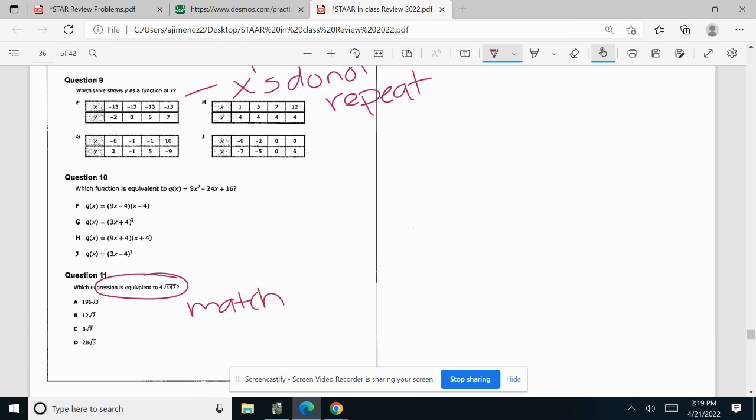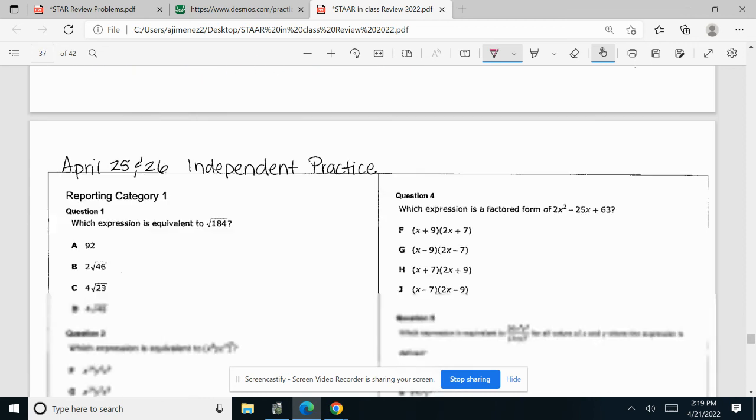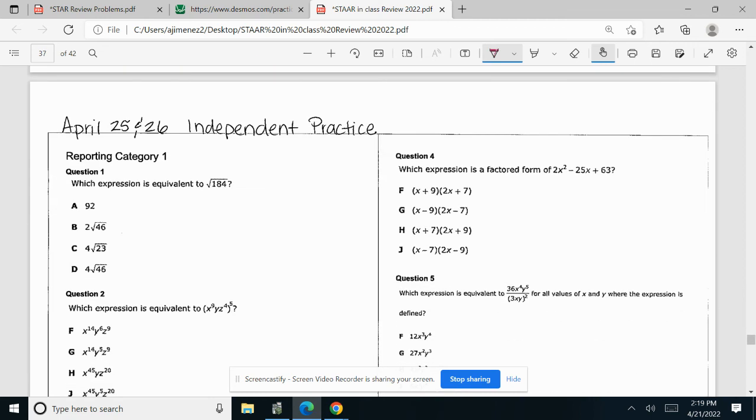Okay, but we talked about this. The number inside of the square root better be a prime number. Better not be a number that has more factors. You're looking for the simplest version. Okay, all right. Equivalent, also, you're matching it. Okay. All right, you're gonna do all of these as well.